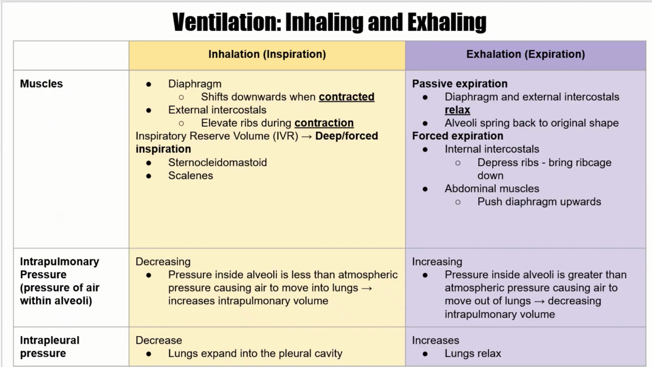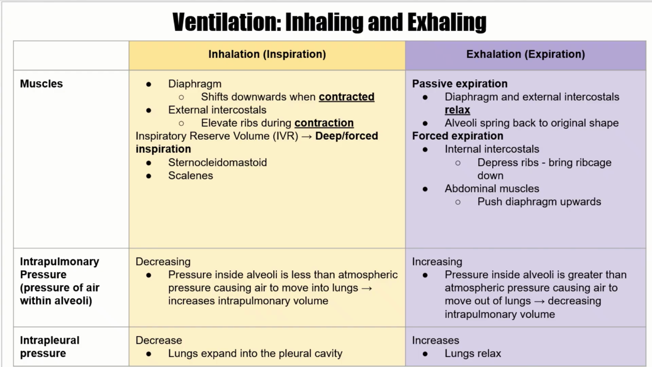And then for exhalation, if you take a breath out, you're going to feel that diaphragm relaxing and the internal intercostals relaxing as well. And then the alveoli are obviously going to spring back into their original shape. And then if we're forcing it, that's when you are going to see the internal intercostals depress the ribs, bringing the ribs down, like us forcing that muscle down. And then also the abdominal muscles, you can feel it in your abdomen, are going to push the diaphragm upward by force. That's if we're physically trying to take that deep breath out.